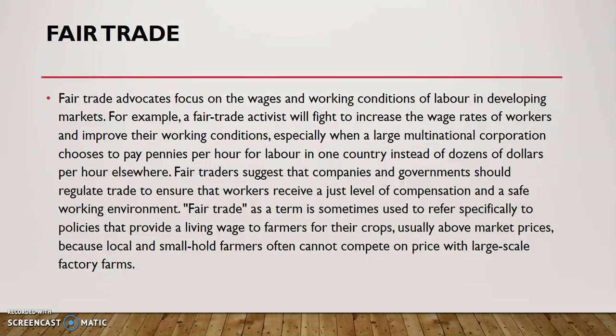For example, here in Ireland it's €8.65 minimum wage per hour, whereas in third world countries or poorer countries, multinational corporations can pay actual pennies or cents for the workers' rates per hour. Fair traders suggest that companies and governments should regulate trade to ensure that workers receive a just level of compensation and a safe working environment.